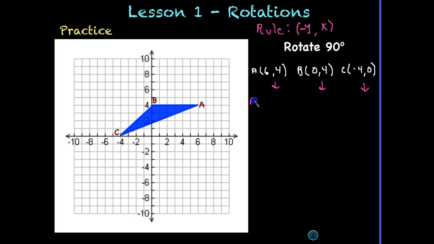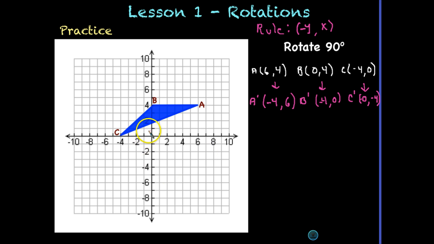So our new a, our image, is now going to be 4, 6, but then we multiply this 4 by a negative. Our image of b is now going to be 4, 0, but we multiply the 4 by a negative. And finally, our image of c will be 0, -4. If we multiply the 0 by a negative, we still get a 0.